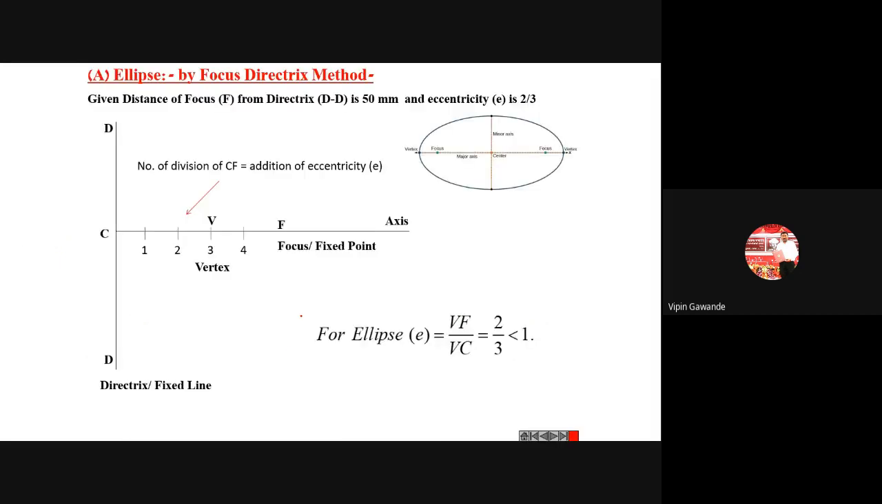Now this is the same thing we have discussed here. Now we'll directly start with the problem. So now let us see. We'll start with the first, the construction of the ellipse by the focus directrix method. Now what is the first step? We have to draw one vertical line, that is our directrix. We call this the fixed line. This is also another MCQ. They ask about the fixed line in the focus directrix method. It is called the directrix, and the fixed point is called the focus.